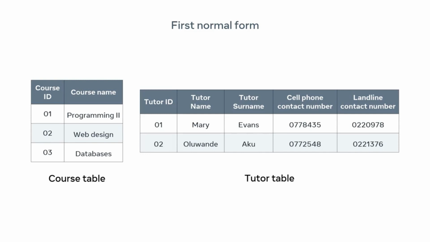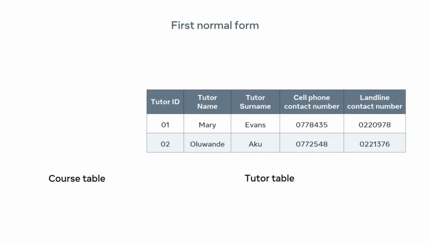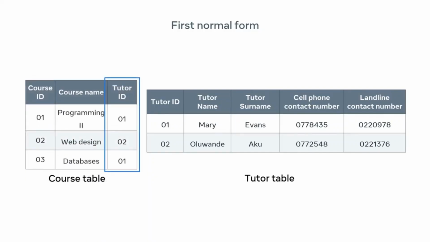Now I need to assign a primary key to the tutor table, so I select the tutor ID column. I've solved the problem of data atomicity, but I also need to provide a link between the two tables. I can connect the two tables by using a foreign key. I just add the tutor ID column to the course table. Now both tables are linked. I've now achieved data atomicity and eliminated unnecessary repeating groups of data. You should now be familiar with 1NF and the rules that you should apply to avoid it.